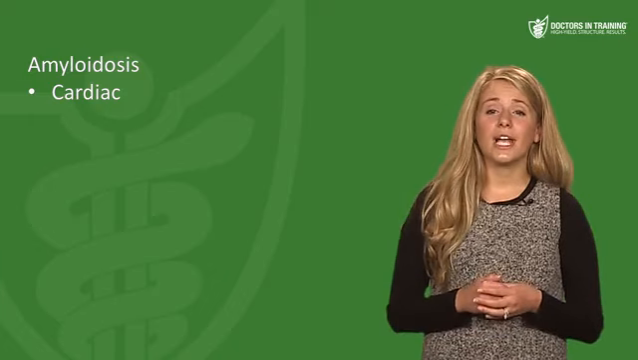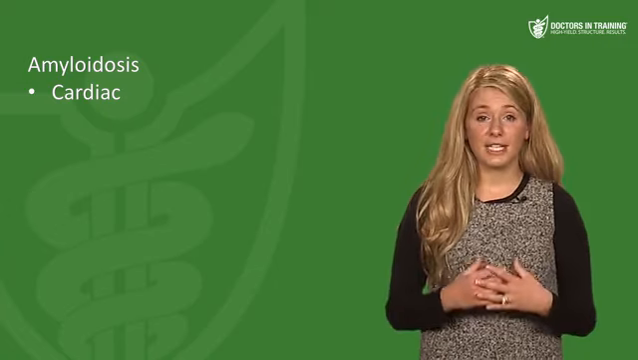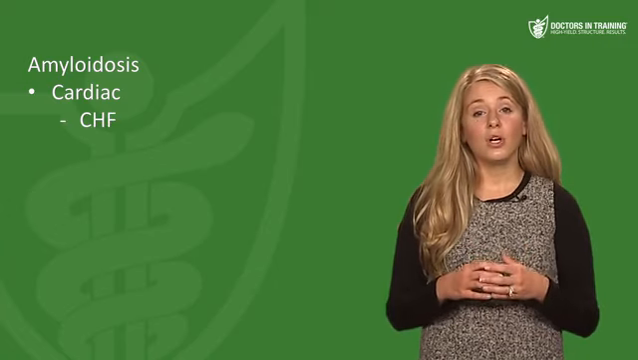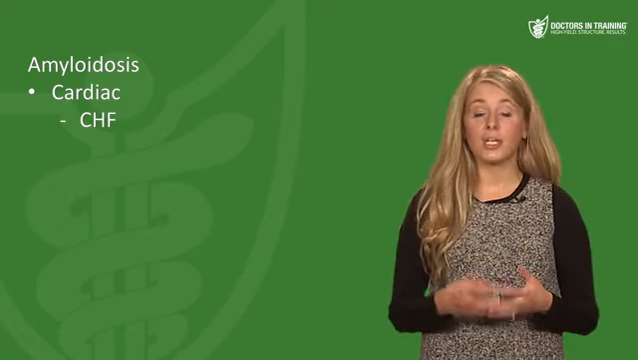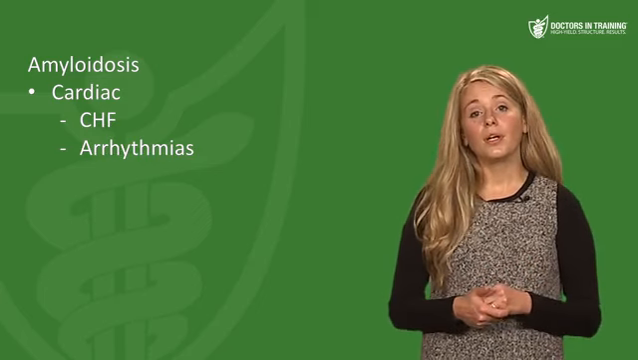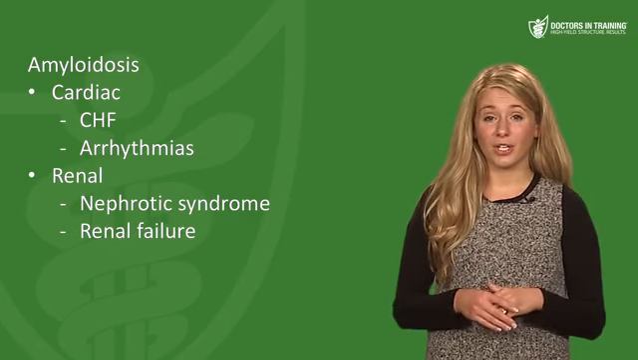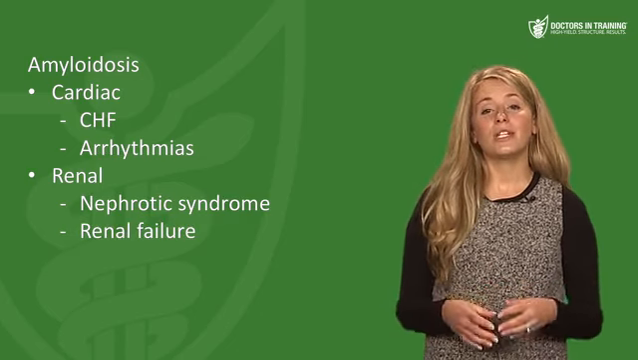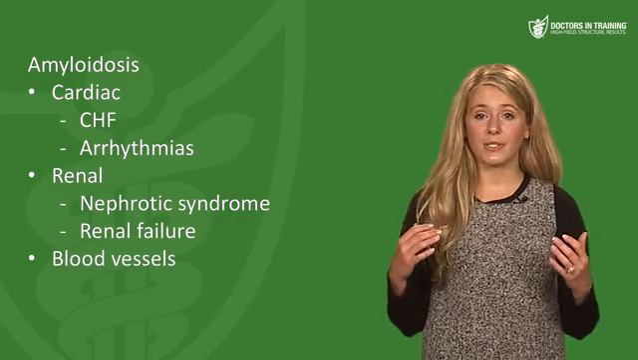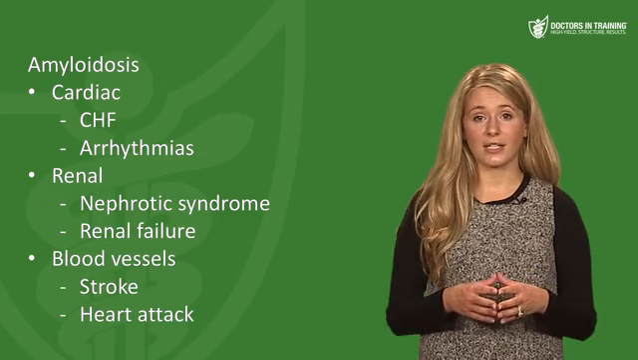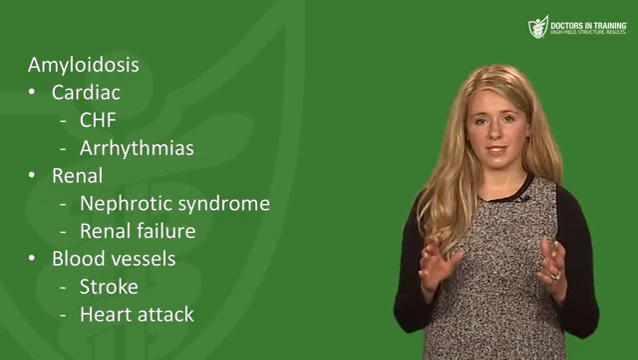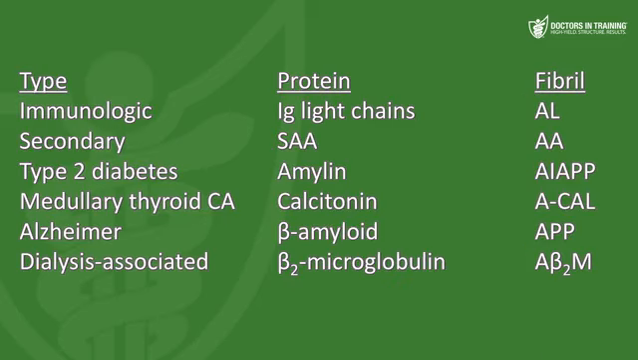So if you had cardiac amyloidosis, that might cause thickening of the heart muscle and CHF, or it might interrupt the conduction system and cause arrhythmias. Or if you had renal amyloidosis, that might cause nephrotic syndrome and renal failure. Or deposition of amyloid in the walls of the blood vessel can lead to strokes and heart attacks. So there are a lot of different clinical presentations. Let's look at some different types of proteins that can cause amyloidosis. This isn't very high yield, but it is fair game.